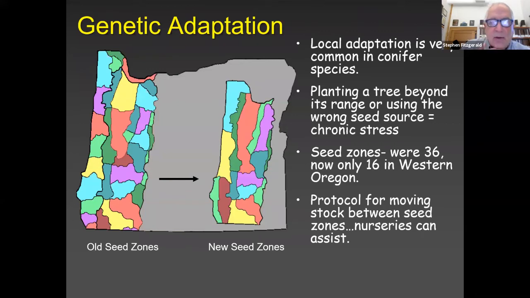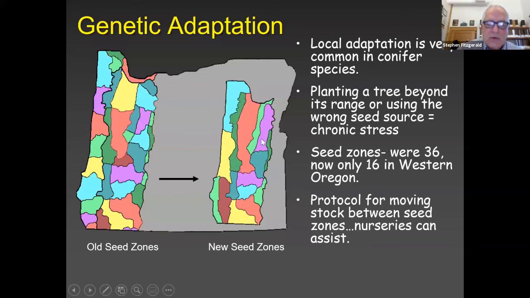So let's talk a little bit about genetic adaptations, because this is really important when it comes to matching seedlings to your site and making sure that they fit your area genetically and match the environment. Across the state is broken up into seed zones. These are local adaptations for conifers, and the seed zones have gone under revision. I've shown here the old seed zones, which still exist, but also the new seed zones.